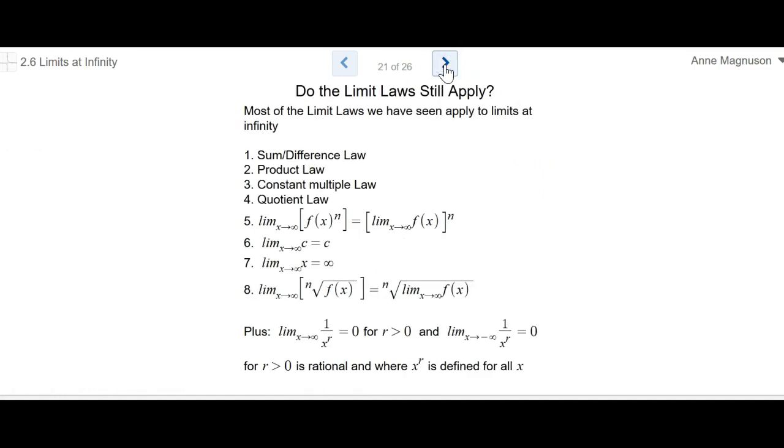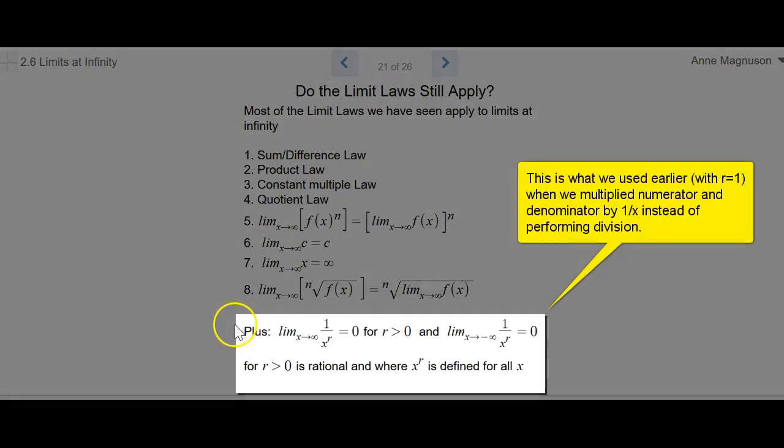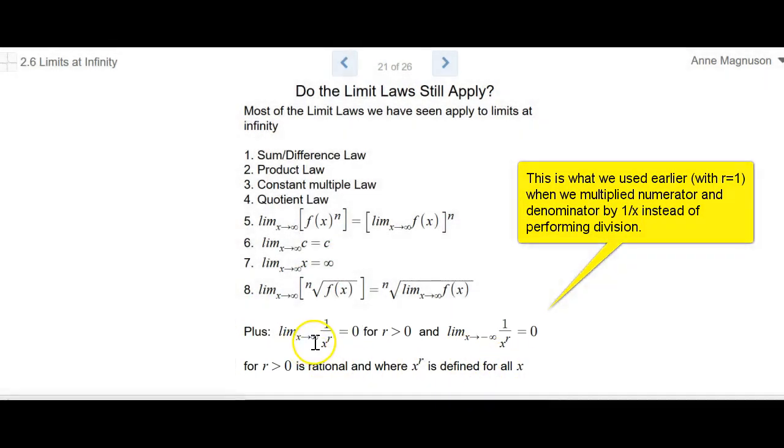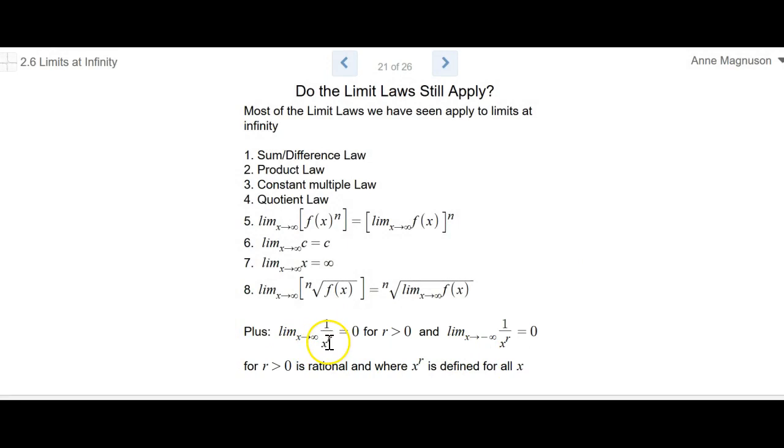So with limits at infinity, all but 2 of the same limit laws still apply. And plus we have this new limit law. The limit as x goes to infinity of 1 over x to the r, where r is a rational number greater than 0, is just 0. And the same with negative infinity if x to the r is defined.